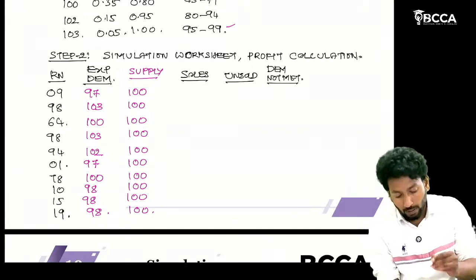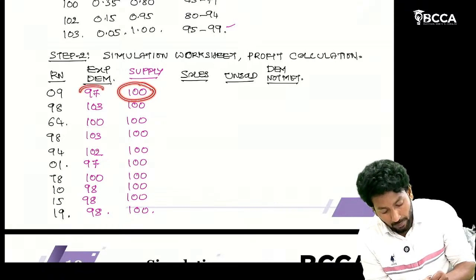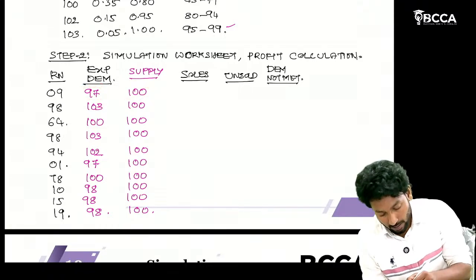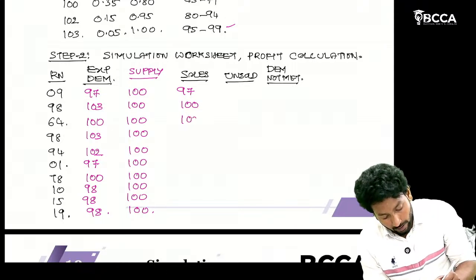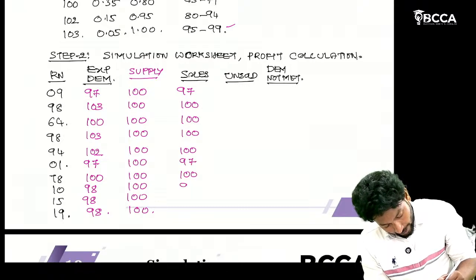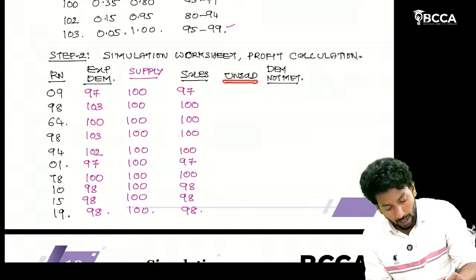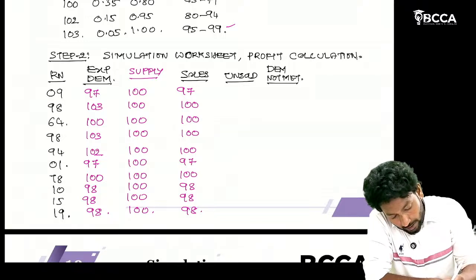Let us write the actual sales. First one: we have supply of 100 units, demand 97 units. How many units can we sell? 97 units only. Second one, 100 and 103: 100 only. Then 100, 100, 100, 97, 100, 98, 98, 98. See here, unsold units: we have produced 100 and sold 97 only, so 3 units will be left as unsold.